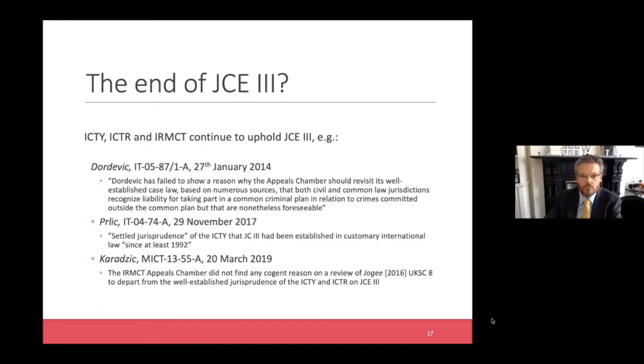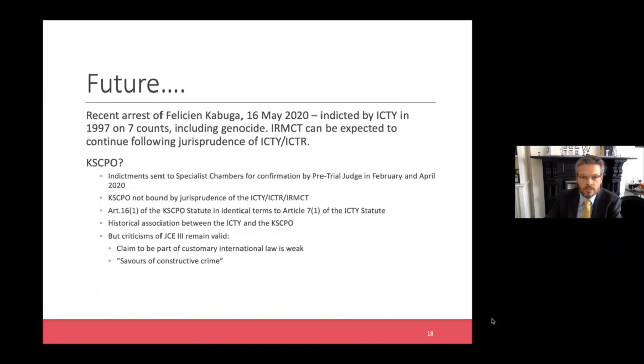What then about the future of JCE3 in international criminal law? And the next and final slide then, please, Andrew. The IRMCT continues the work of the ICTY and the ICTR. Only yesterday, a fugitive from the ICTR, Felician Kabuga, who had been indicted in 1997 on genocide charges and arrested in France earlier this month, appeared yesterday in a French court for the application to be made for his transfer for trial at the IRMCT. In future proceedings, we can expect the IRMCT to follow its own jurisprudence on JCE3.